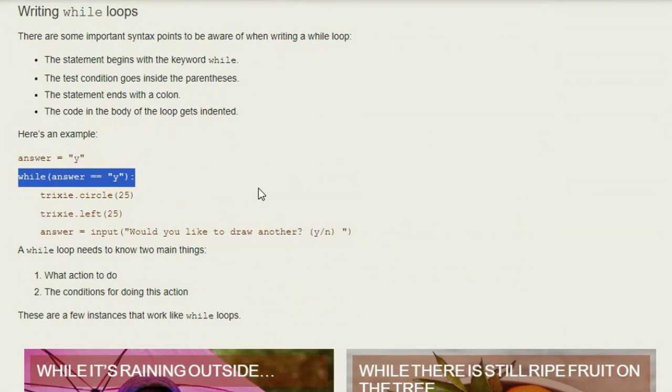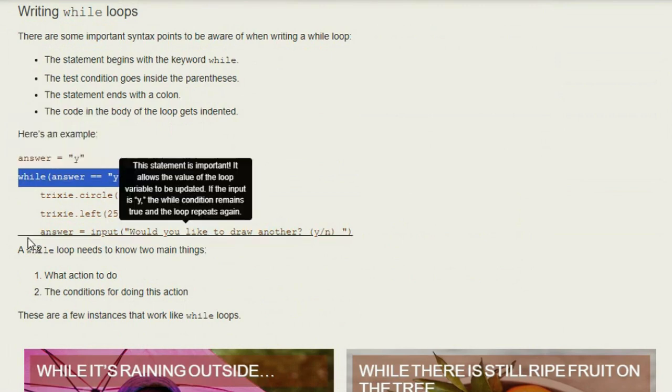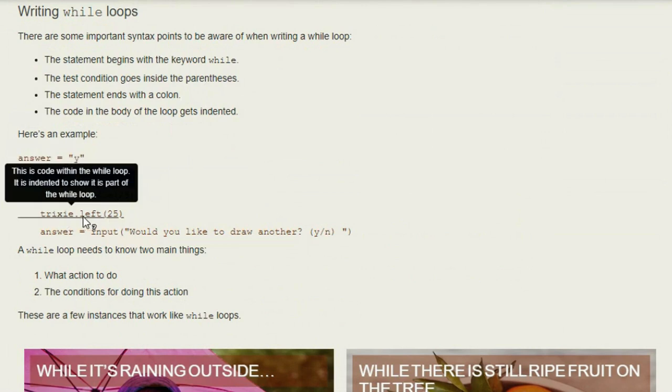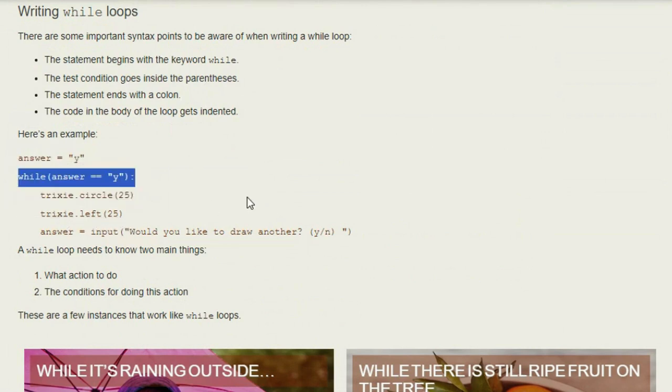Keep doing this loop. So it says Trixie circle 25, Trixie left 25 pixels. So it draws a circle. This is obviously a turtle thing, right? We've created a turtle. We named it Trixie. We told Trixie to draw a circle of radius 25 and then move left 25 pixels. Then it says, would you like to draw another? And so you either hit Y or N. If it hits Y, it's going to loop through there again.